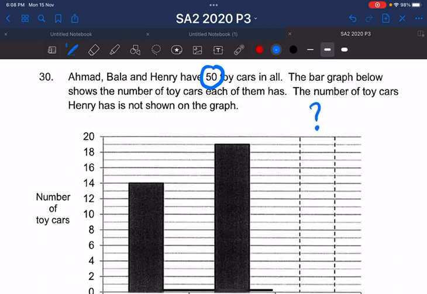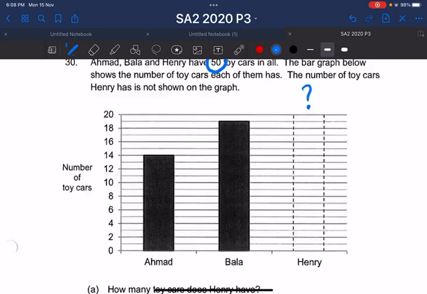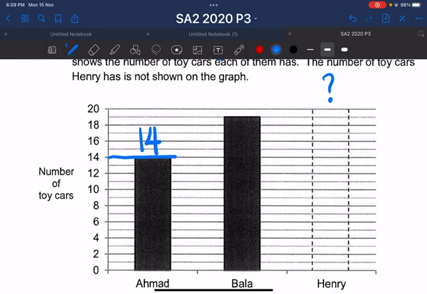Am I right? So what we're going to do is find out the numbers using the graph. What can you see from Ahmad? Ahmad, easy to tell, right? Answer for Ahmad is 14. Now what about for Bala? Bala is between these two numbers though. If you realize, it's between 18 and 20. So the number in between must be 19, right?